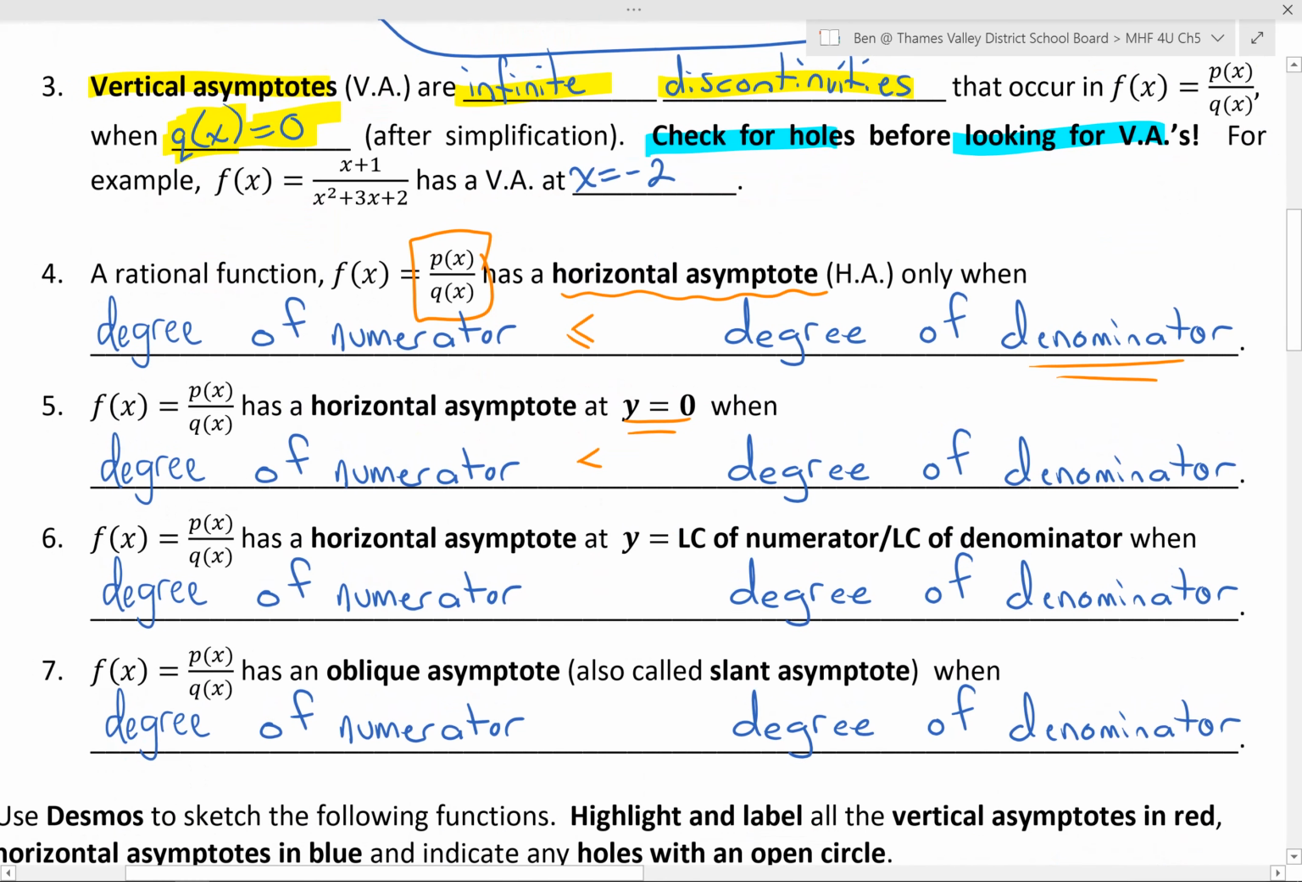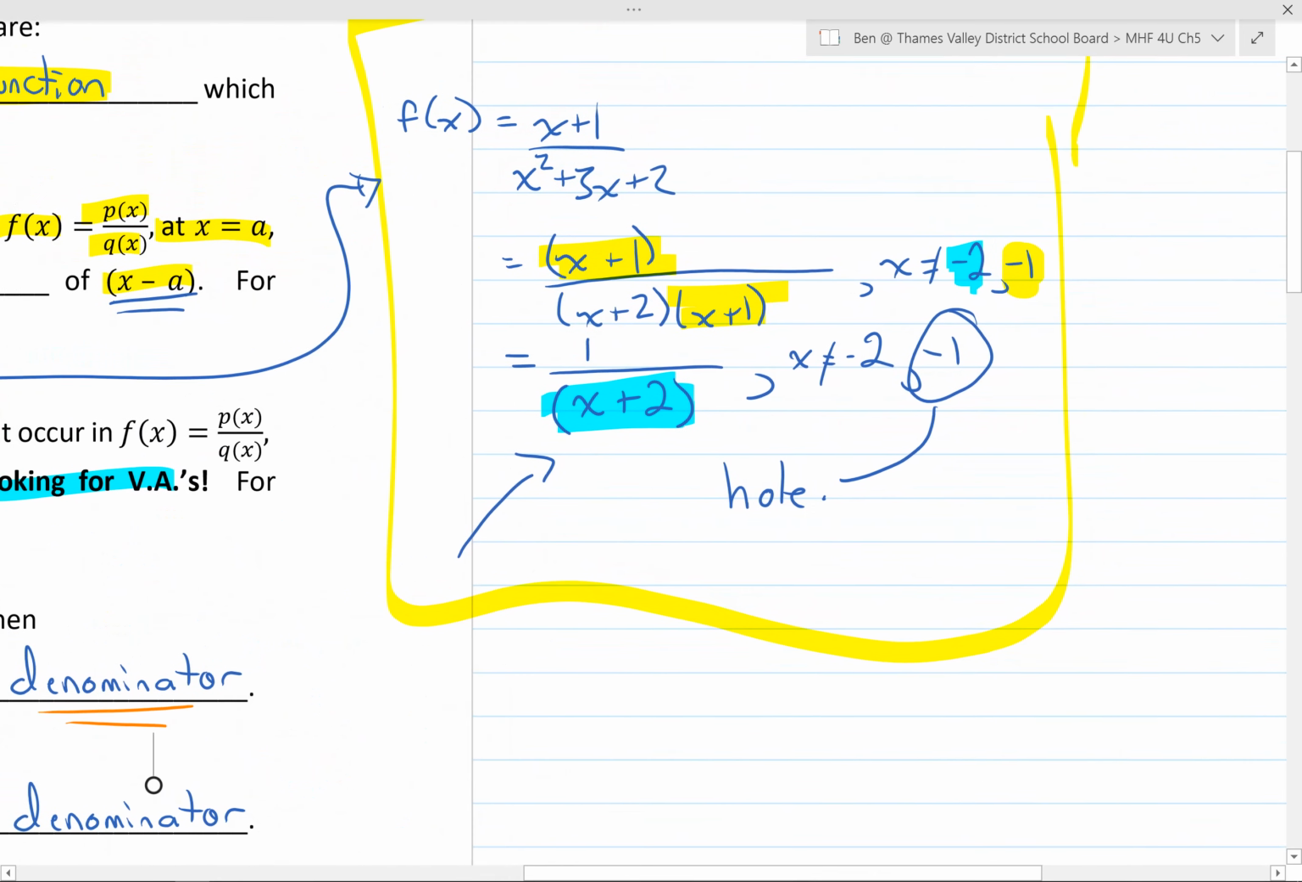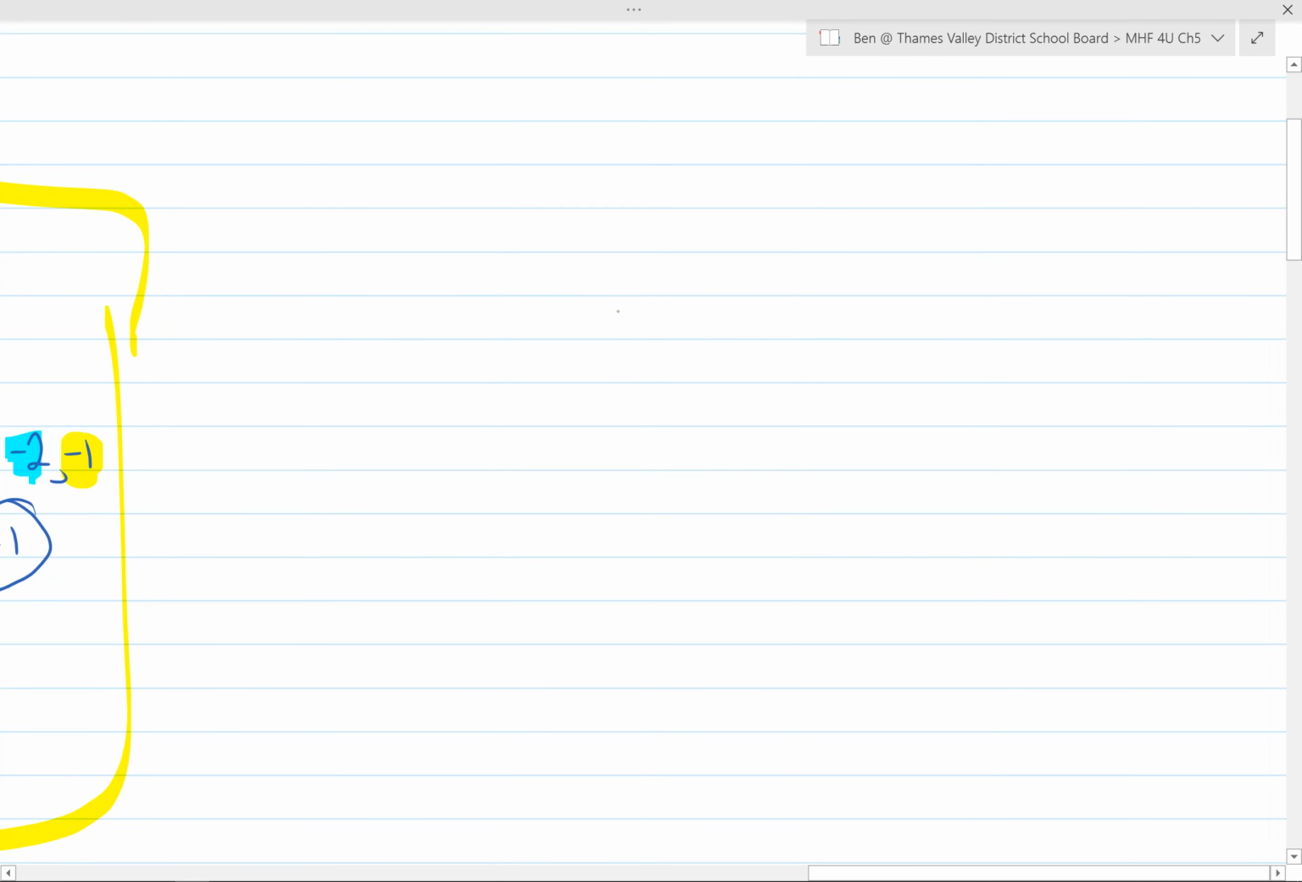Okay, now my rational function will have a horizontal asymptote at y equals a certain value, not y equals 0. And this value can be calculated by taking the leading coefficient of my numerator and dividing it by the leading coefficient of my denominator, if the degree of my numerator is equal to the degree of my denominator. So let's take a look at an example like so.